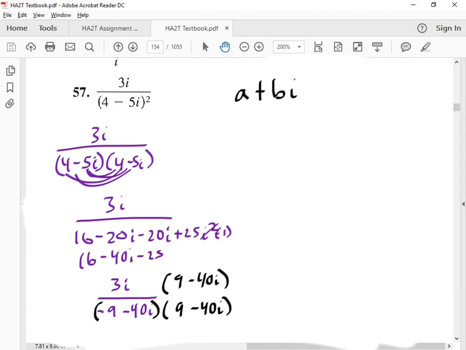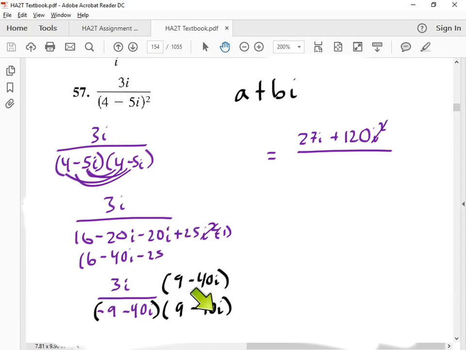Let's do this. The top one will be easier, so let's do the top one first. That'll be 9 times 3i. 9 times 3i would be 27i. And then we have 3i times negative 40i. 3 times 40, that's a big number. That's 120i squared. The i squared is going to go away. Because i squared is negative 1, the sign changes just like that. So you change the sign.